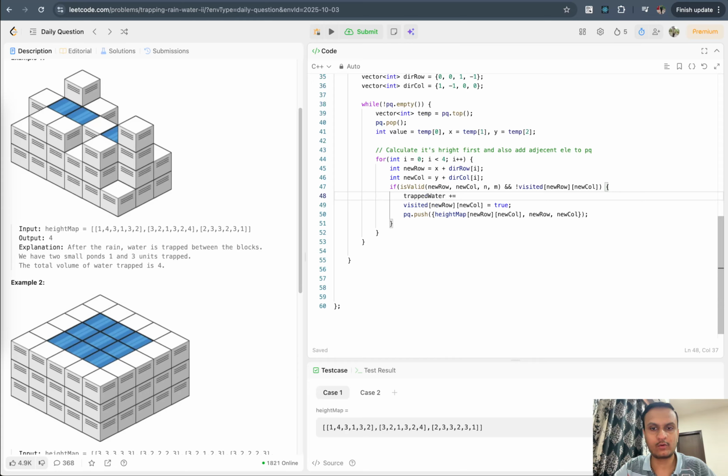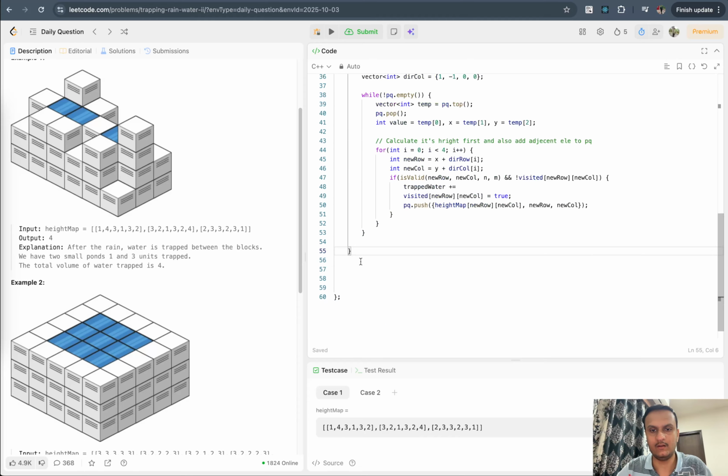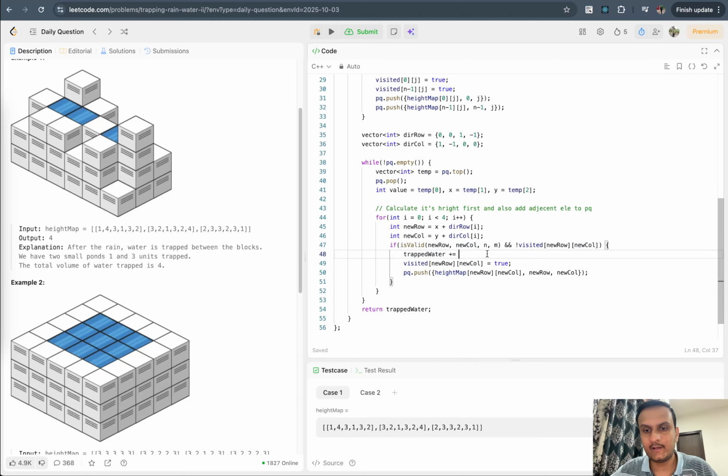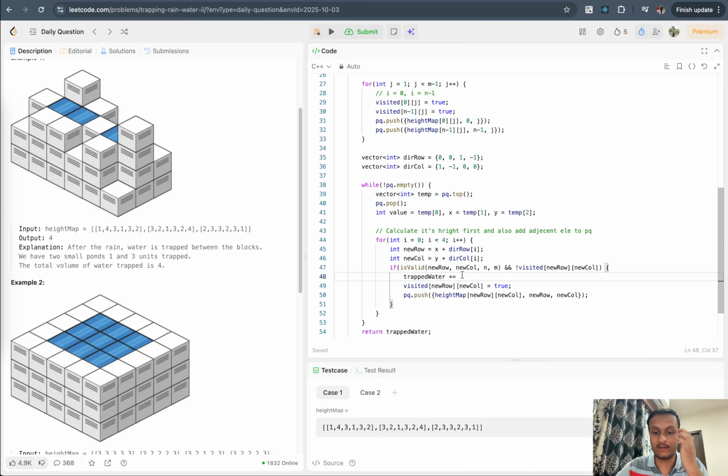So for this trapped water calculation, what I will do, let me return this. Okay, got it. Our trapped water will be like trapped water plus how much trapped water we have. So this current cell, obviously, height map of new row comma new column, and this will be reduced from the maximum wall we have seen till now. So what maximum we have seen till now? Minimum we have seen till now. So minimum we have seen till now is, I think, x comma y.